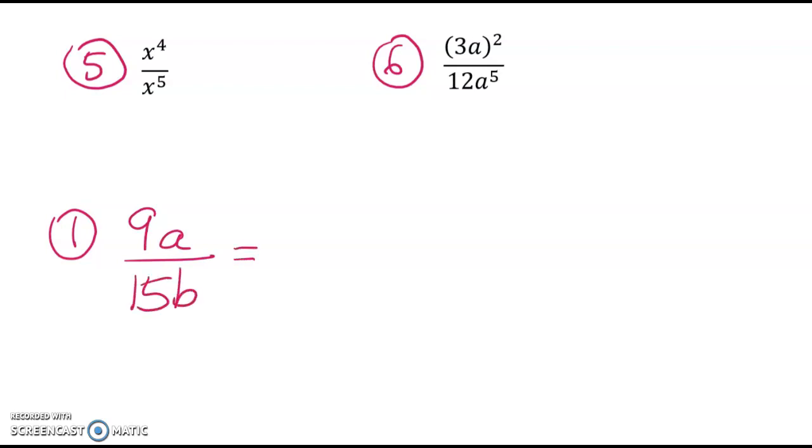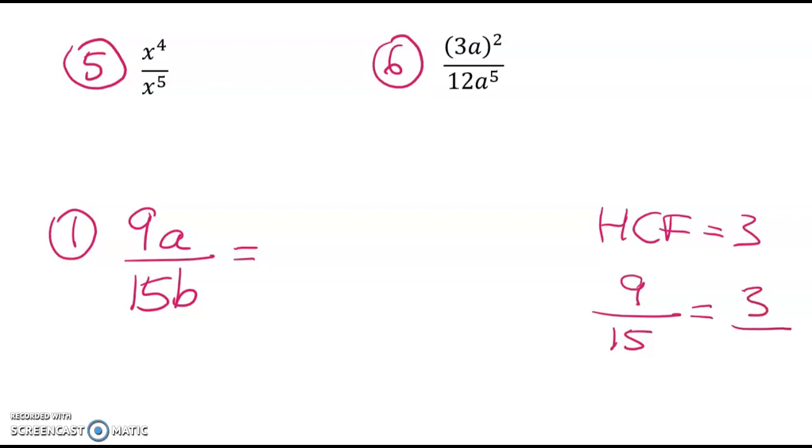Okay, so starting out with question 1, we've got 9a over 15b. The first thing that I have to look at is the 9 and the 15, and I'm looking for the highest common factor, or sometimes called the greatest common factor, and that's 3. So we're going to divide the numerator and the denominator by 3. So that's just like when we were back in earlier years and we had 9/15 and we had to simplify that. So we divide the numerator by 3 and we divide the denominator by 3.